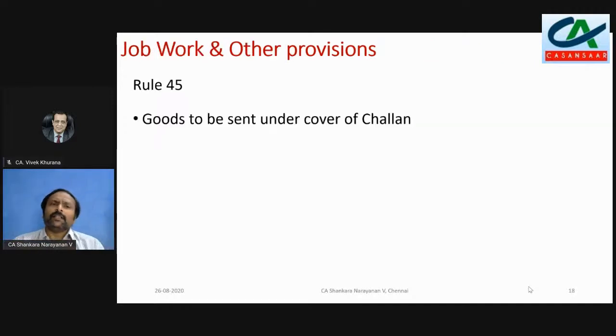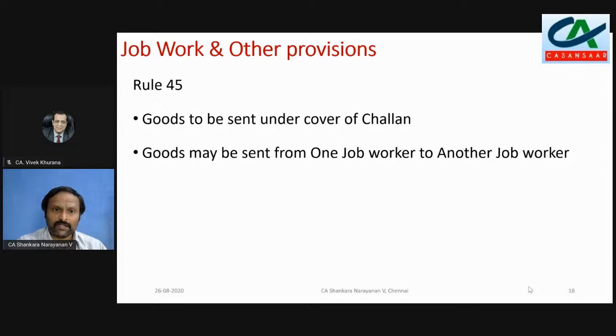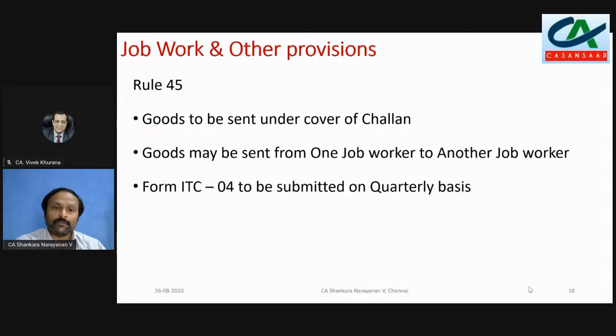And on the practical aspect of how the goods will have to move, Rule 45 says that it has to go under a cover of challan. The goods can go from one job worker to another job worker. I am sending it to one Mr. X, and from Mr. X it goes to Mr. Y. It need not come back to me. It can directly go from Mr. X to Mr. Y. It is allowed for the purpose of job work.